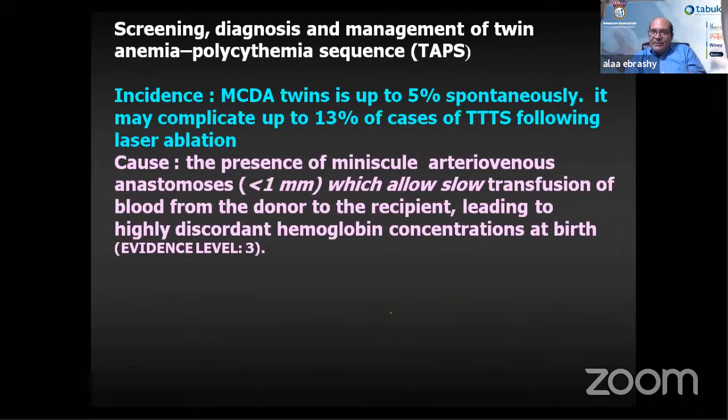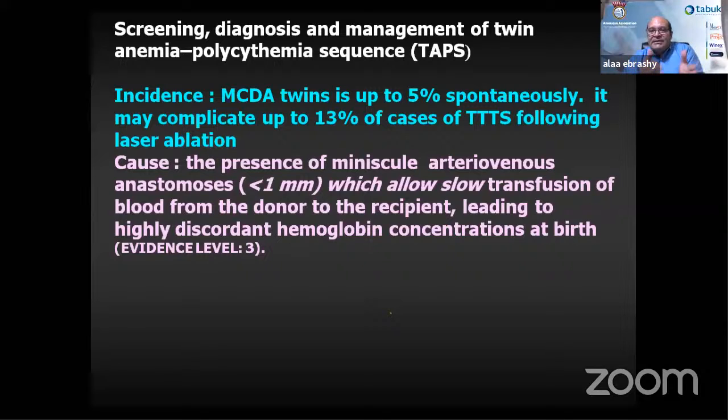There is another type of abnormality which is also related to monochorionic diamniotic, almost similar to the TTTS in the sequence of events. However, it is the twin anemia polycythemia sequence. It's called TAPS. It occurs in 5% spontaneously, and may complicate 13% of the TTTS treated by laser.